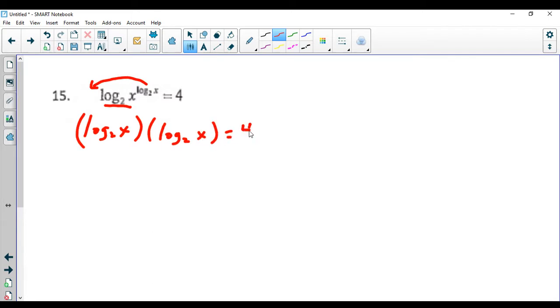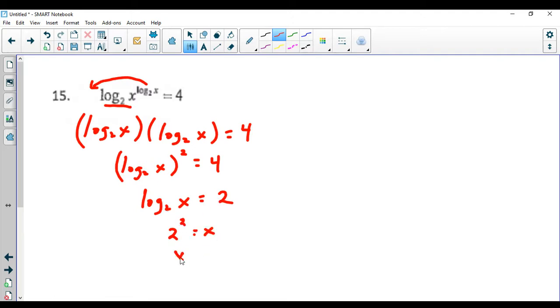And that's supposed to equal 4. Well, it doesn't matter if I'm dealing with logs or what I'm dealing with. If I take something times itself, what I really have is log base 2 of x, in this case, squared. And we know we can get rid of a squared by square rooting. And so now I can find my solution. 2 was my base, 2 is my exponent, that equals x.